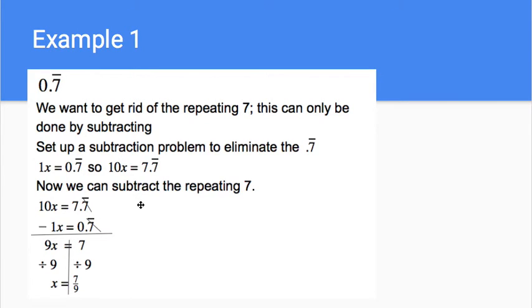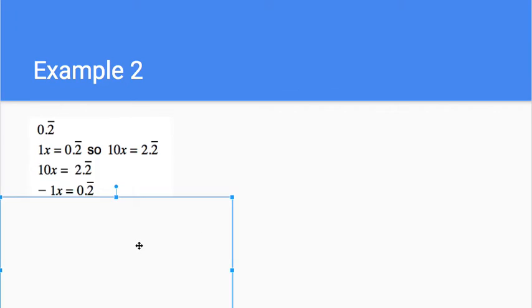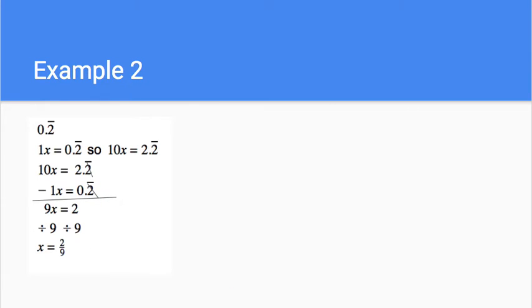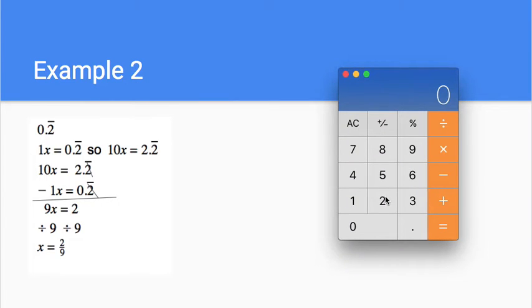So go back, I'm going to set up a subtraction problem just like before. So 10x is equal to 2.2 repeating minus 1x is equal to 0.2 repeating. I've got a funky looking line there. That'll work though. 10 minus 1 is 9x. Again, these two repeatings are going to cancel each other out. If I want to, I can mark them out. 0.2 repeating is going to cancel out 0.2 repeating when I subtract, leaving just 0. 2 minus 0 is 2. And then divide both sides by 9, and hopefully you figured out we're going to get 2/9. And again, if I wanted to check, 2 divided by 9 equals 0.2 repeating.